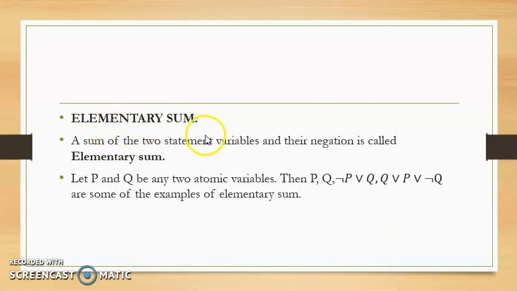Next we will see elementary sum. A sum of statement variables and their negations, we call it an elementary sum. So let us consider an example. P and Q be any two atomic variables. So we write P or Q, or we can write not P or Q, Q or P, or not Q. Like that we can take the formulas which have the elementary sum.